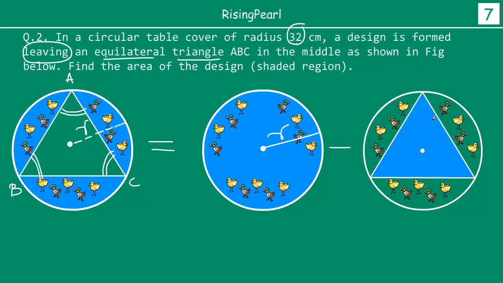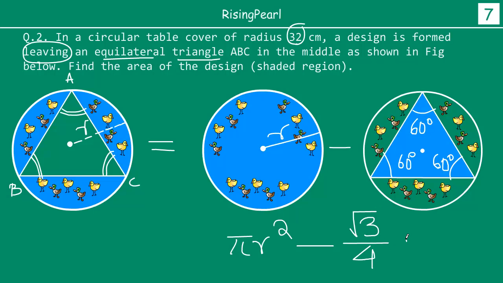And now to find out the area of an equilateral triangle, this is the equilateral triangle. Now recall that each of these angles is 60 degrees. The formula for the area of an equilateral triangle, if I recall correctly, is root 3 by 4 times a square, where a is the length of one of the sides. Because all sides are equal in length, the area of an equilateral triangle is given by root 3 by 4 a square.